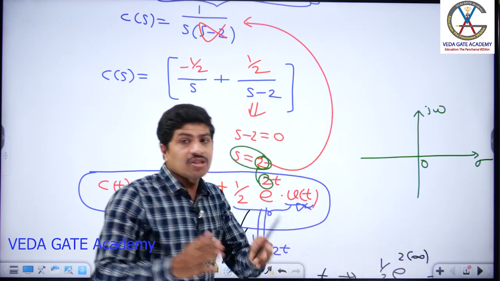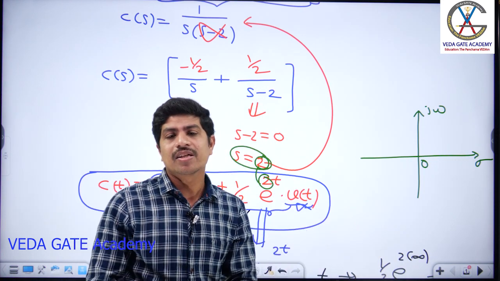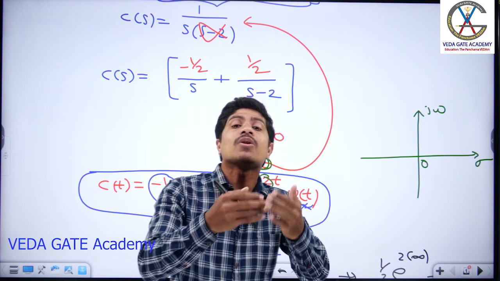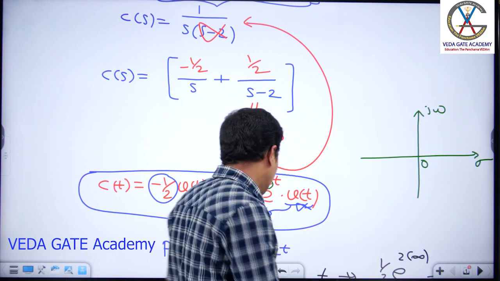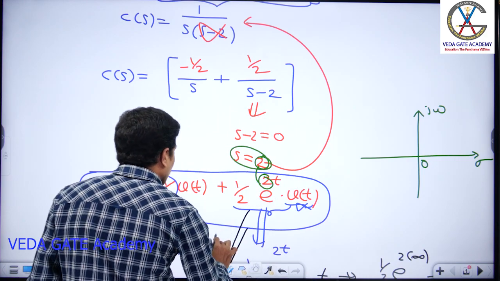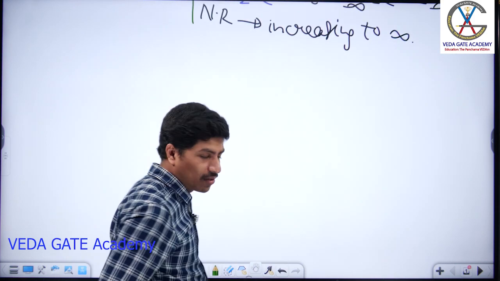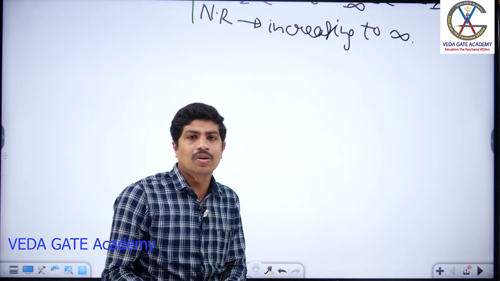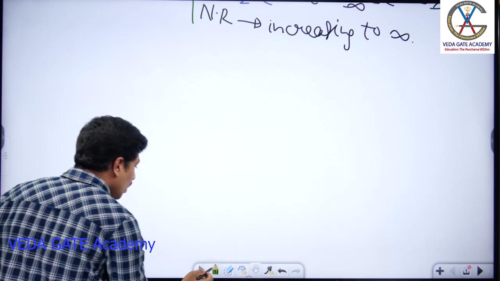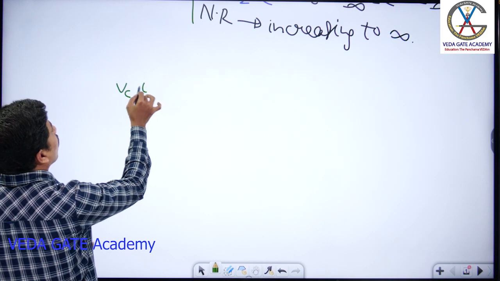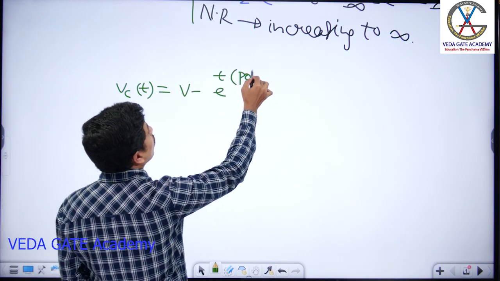So the location of poles in the s-plane is very important in understanding stability. If a characteristic equation is given, definitely we need to find poles from that. Then only we are able to find the stability. Observe here. So we understood the difference between natural response and forced response. A natural response is due to what? System poles. Natural response is due to system poles. What we got: Vc of t is equal to v minus e power t into pole.